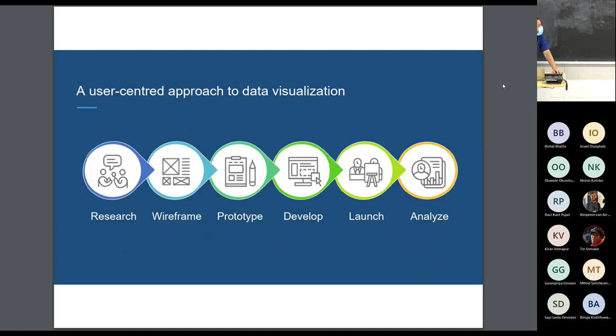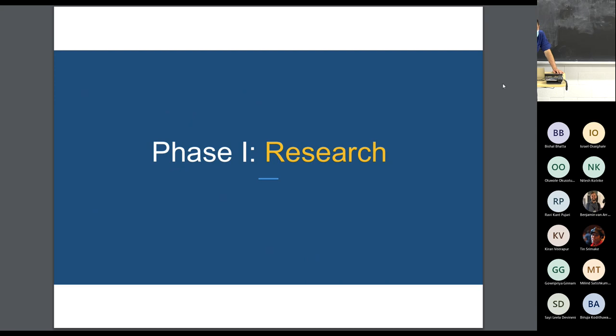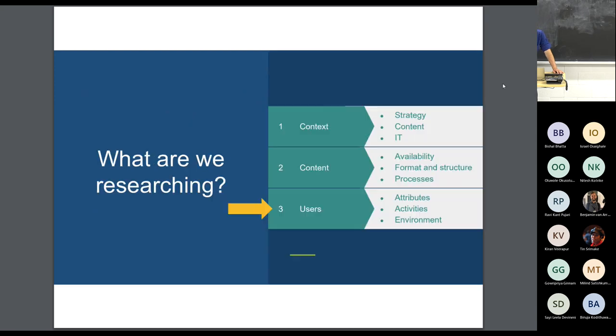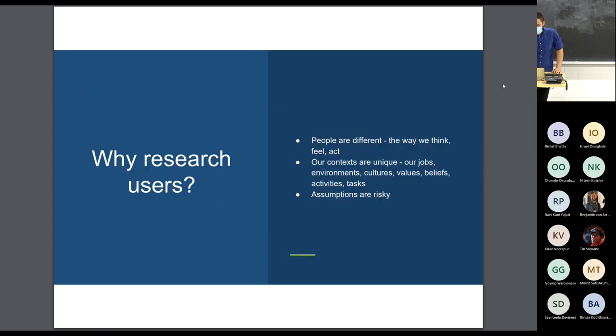So phase one, so this is going back to this, right? We've got six phases here. Phase one is research. What are we researching? We're researching our users, right? So we want to know what they think or what their idea of a healthy, active lifestyle is. So the attributes of that, the activities, the environment that they're going to be using this dashboard in.